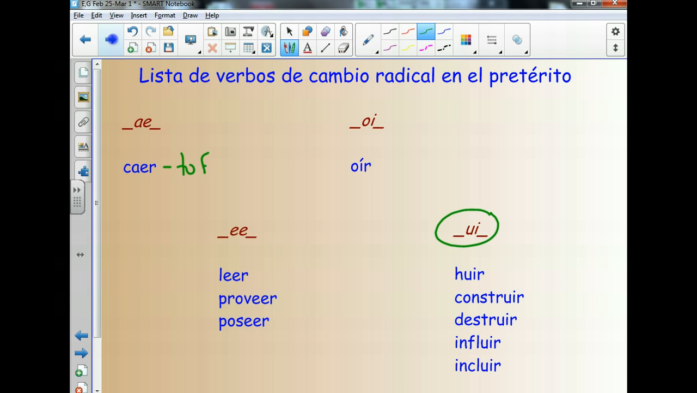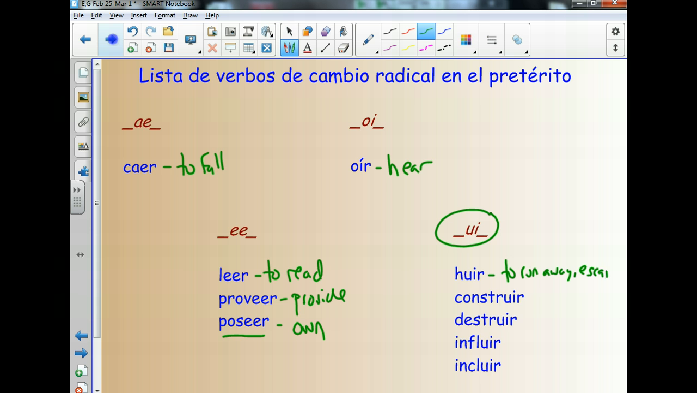So caer, to fall. Leer, to read. Proveer means to provide. Poseer means to own. I always look at this, it kind of looks like possess, like when you possess something, you own it. That's kind of a nice way to remember it. Oír is to hear, not to be confused with escuchar, which means to listen. Huir means to run away or to escape, to flee, those kinds of words.